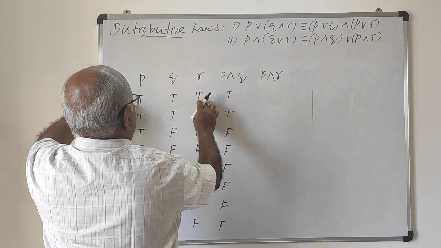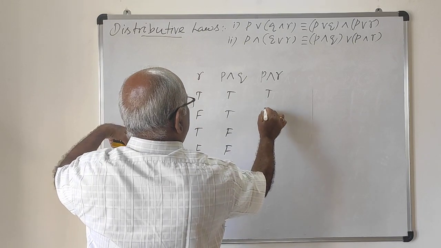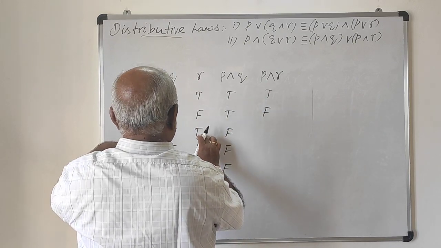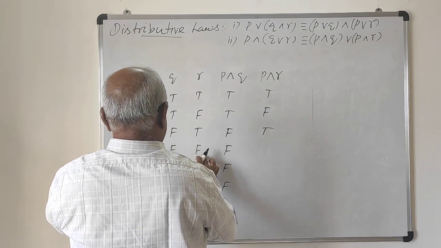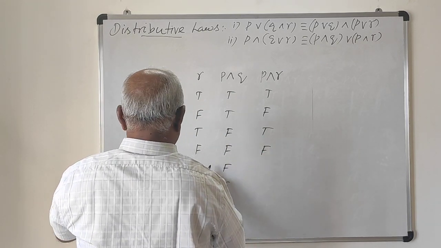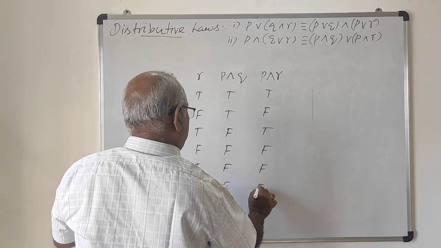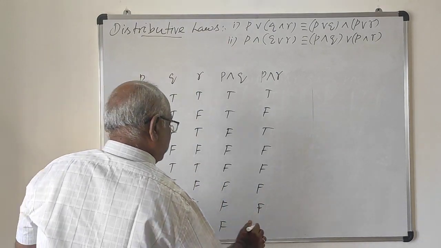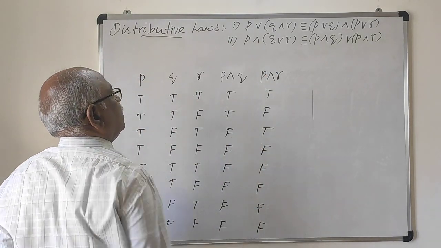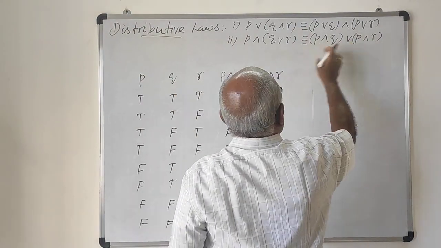Conjunction means both are T for the value to be T. 1 T, 1 F is F. Both are T, the truth value is T. T and F is F. F and T, F. Both are F, F. F and T, F. Both are F is also F for conjunction. So for the right hand side, we have P conjunction Q and P conjunction R.